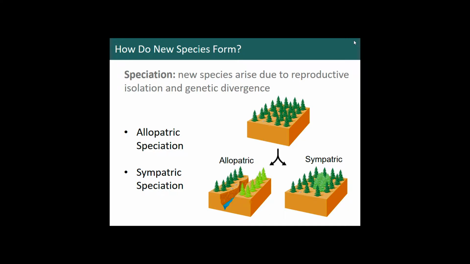Okay. Sympatric speciation occurs when a new species arises without a physical separation. Okay. And there are some different ways that that can happen, and we're going to talk about those in detail. But with sympatric speciation, we're staying in the same place. Organisms are not physically divided, but they become reproductively isolated, and genetic divergence occurs even though there's no physical barrier. Okay, those same two steps still happen.